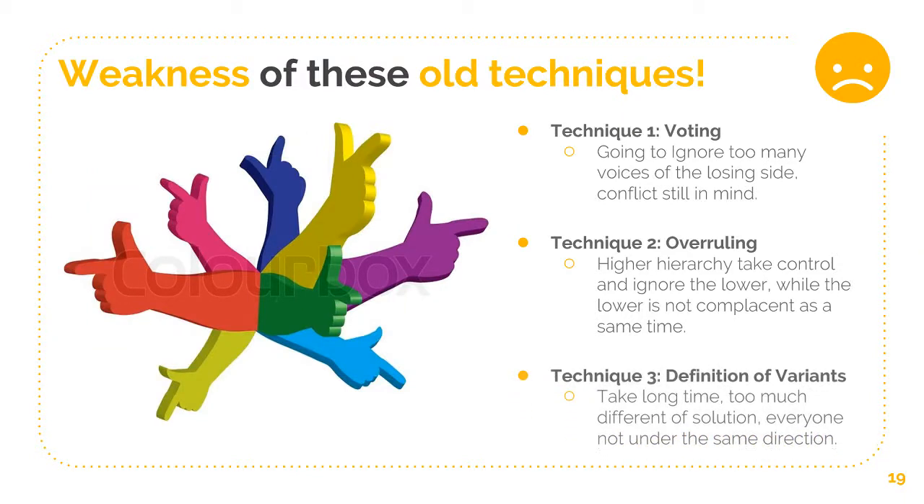Weakness of Technique 3, Definition of variance. The process is taking too much time. It results in having too many different types of solutions. Everyone is not going in the same direction. It could lead to more conflict because each one develops their own idea personally.